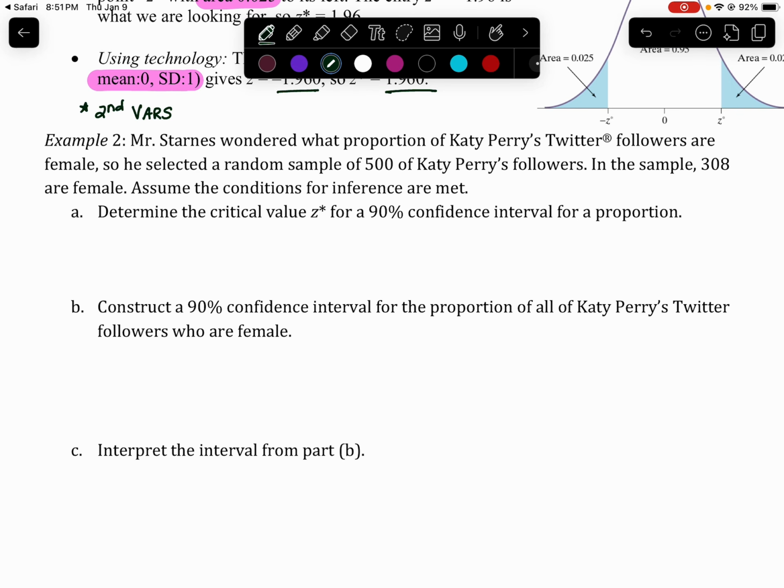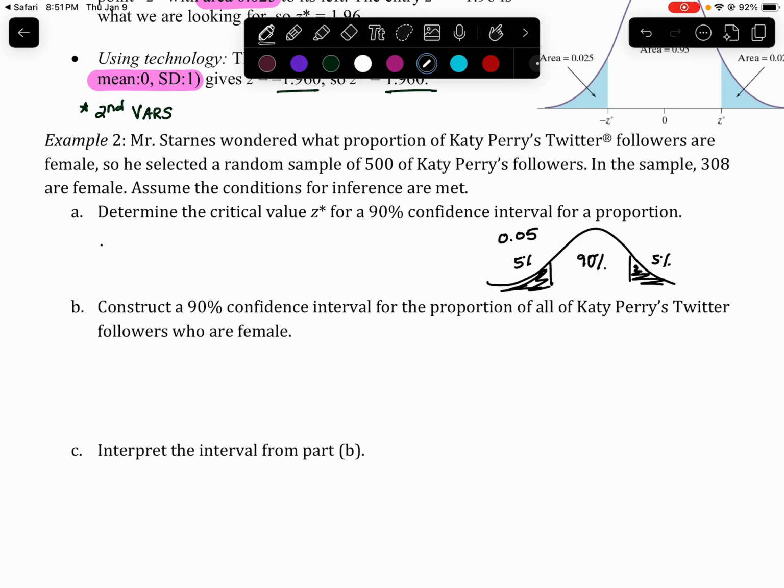The first thing it says: determine the critical Z star, so the critical value for a 90% confidence interval for a proportion. So think about this now. If we have our normal curve, and now this area in the middle is 90%, that means we have 10% left between these two areas. So that's 5% on each side. So now the area I have to find, 5%, is 0.05.